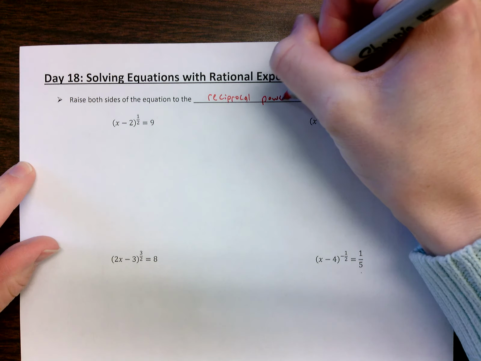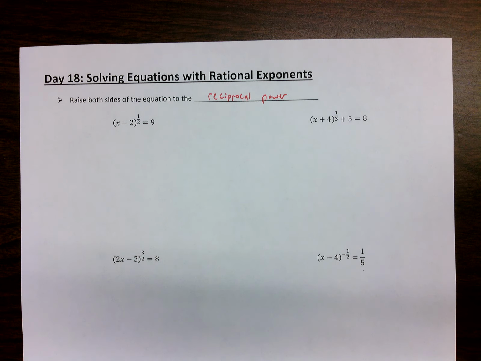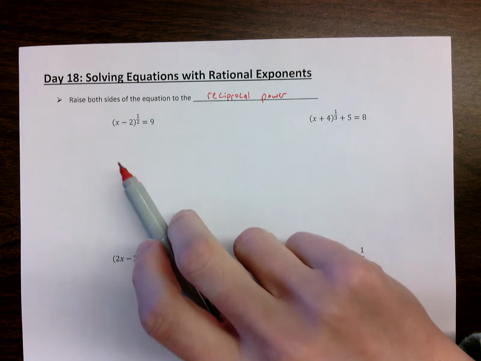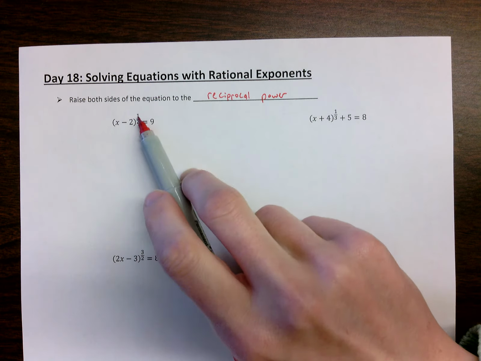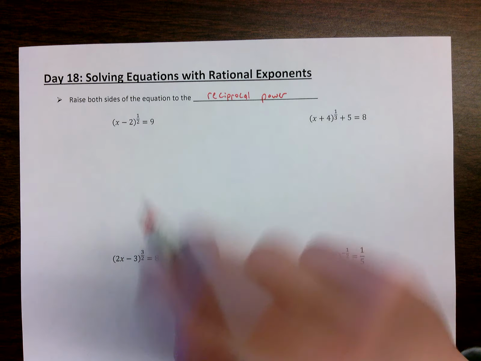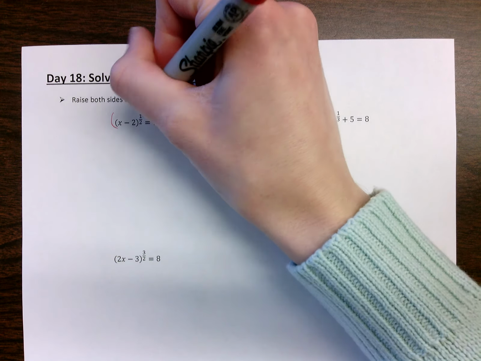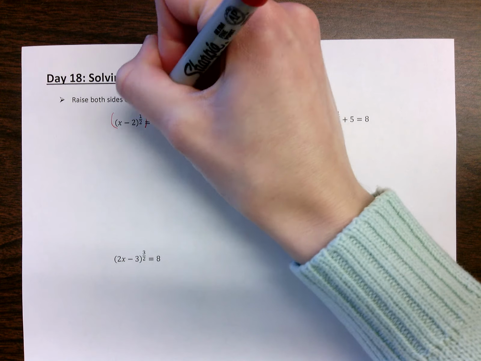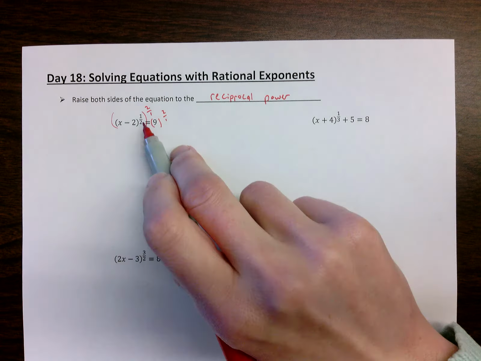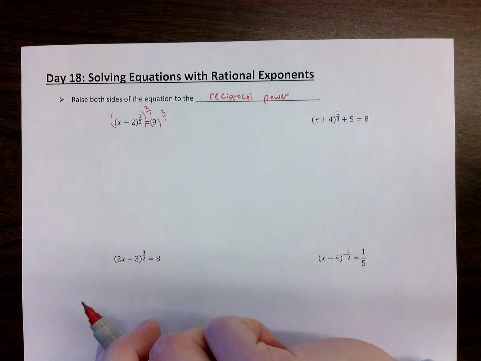power. Now a reciprocal, when we're talking fractions, is basically the flip. So like 3 over 5 and 5 over 3 are reciprocals. One is like the flip upside down of the other. So when we look at this one here, I have this 1 over 2 power. So what I'm going to do is raise both sides to the 2 over 1 power, right? So 1/2 and 2 over 1 are reciprocals.